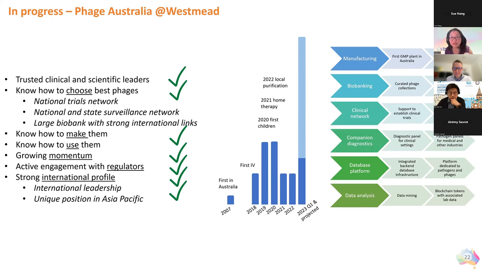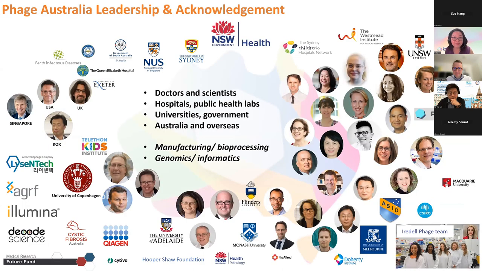So we're able to build towards the following. These are the components that I have highlighted that we are building: manufacturing, biobanking, clinical network, companion diagnostic, database platform, and data analytics. And this is the leadership team, as well as acknowledging all of our partners. I think Zhang Li is one of them here. We were successful in securing federal government funding to set up this network. And of course, we've got an endorsement from the Australasian Society of Infectious Diseases Clinicians, as well as the pediatricians.